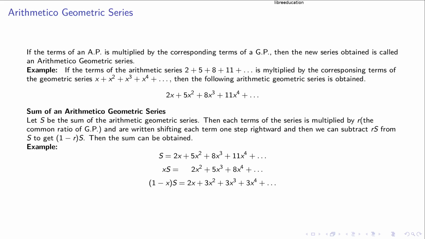Now, there are certain progressions where the terms of an AP are multiplied with corresponding terms of a GP, and this new series is called an arithmetico-geometric series. So for example, there is an arithmetic series 2, 5, 8, 11, and there is a geometric series x plus x square plus x cube plus x to the power 4. And if you multiply the corresponding terms, you get 2x plus 5x square plus 8x cube plus 11x to the power 4 and so on. So how to find the sum of these kinds of series?